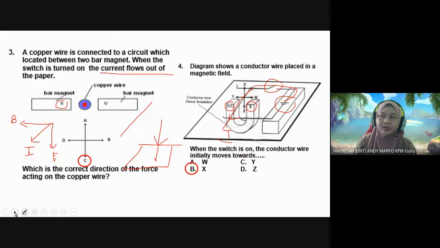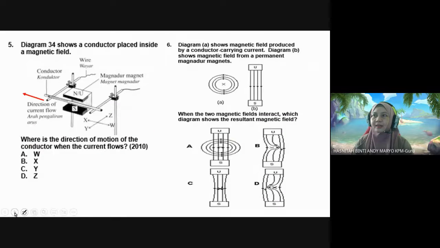Okay, next students, number 5. Try this. Again, we have a conductor placed inside the magnetic field. Now our north is on top, the magnet, and south is below. And this red arrow shows the direction of current. So current flows in this direction across the conductor. So where will our conductor move? Move to X, Y, W, or Z?